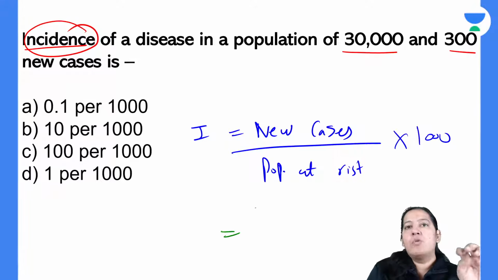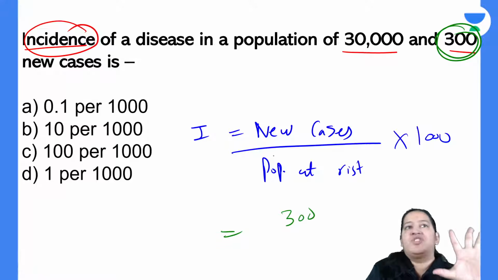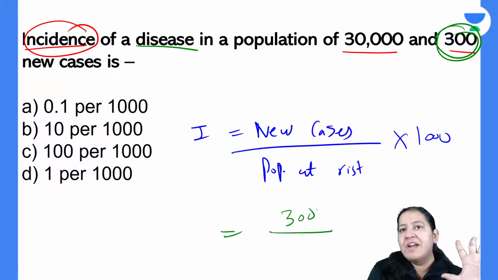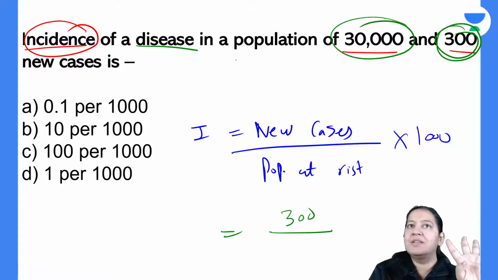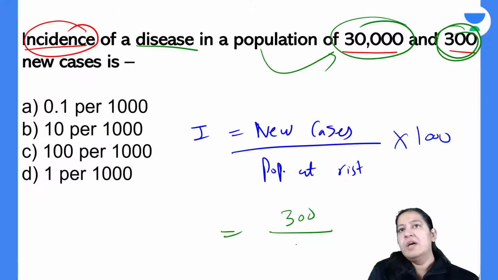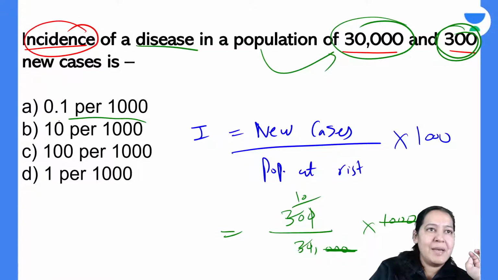Please apply it. So how many new cases are there? 300 new cases of a disease. The disease is not mentioned. Any disease. It is some disease, right? Population at risk. Now population is given 30,000. So I'm considering this population as population at risk only. So it is 300 upon 30,000 into 1,000. So 1,000 se 1,000 we are cancelling. 0 se 0 we are cancelling. So answer will be 10 per 1,000.